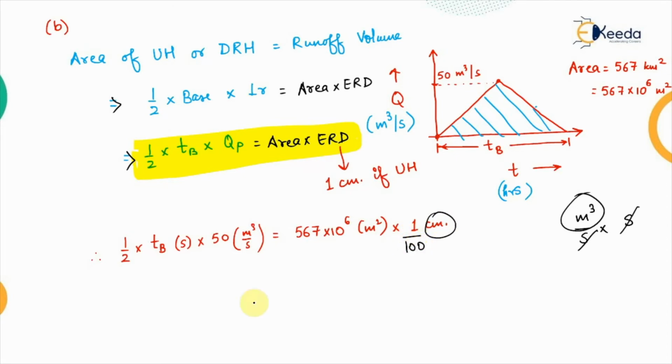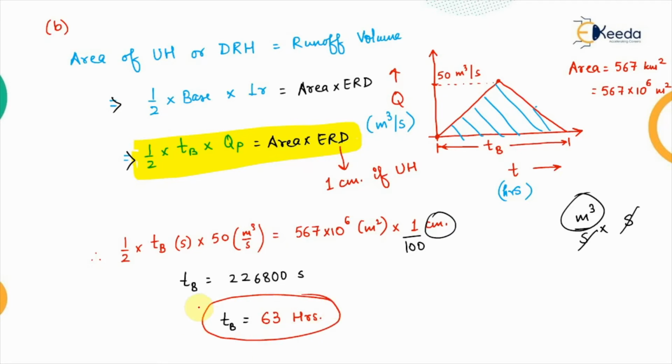So from here we will calculate the value of TB, that will be in seconds, and that will be equal to 226,800 seconds. Now to convert it into sensible units, that will be hours, we have to divide it by 3600. So the answer that we will be getting for the base width is equal to 63 hours. So the base period of this triangular hydrograph will be equal to 63 hours. And that completes the first problem. Moving on to the next one.